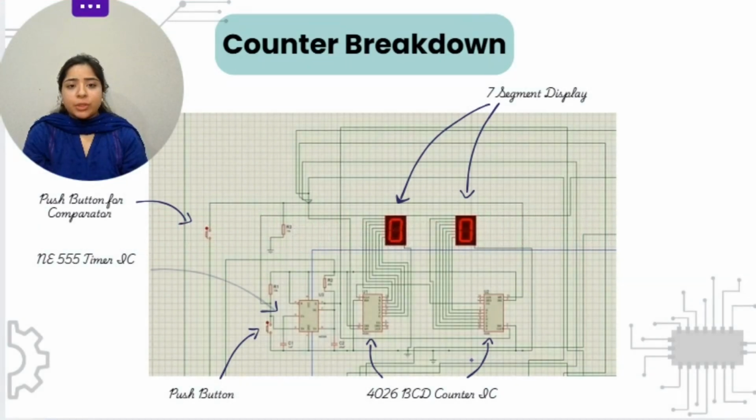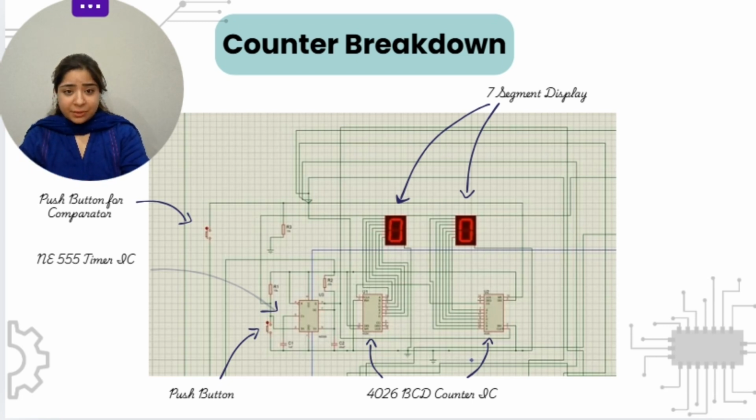Let me explain how our voting booth actually counts the votes and displays them on the 7-segment displays. Each voting button is connected to a 555 timer, which generates a clean pulse every time the push button is pressed. This pulse is then sent to a BCD counter, which drives a 7-segment display to show the vote count.